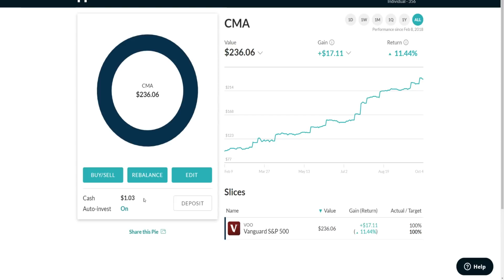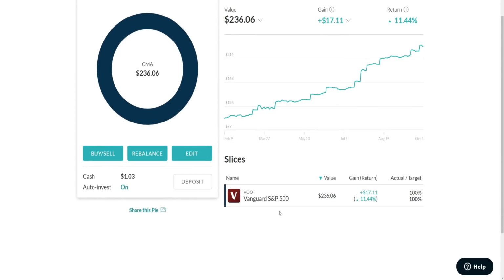So currently I have a cash balance of $1.03. If I meet that $10 threshold, M1 Finance smartly reinvests my dividends into the lowest equity-to-target stock or ETF. So in this example, say I have two ETFs here. I have VOO, which tracks the S&P 500, and I have VTI. They're both set at a target of 50%.